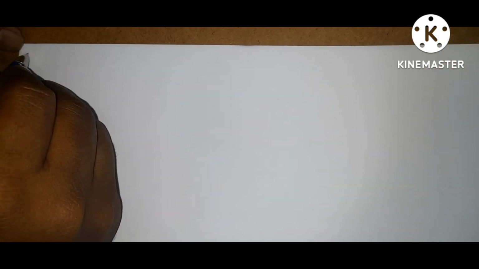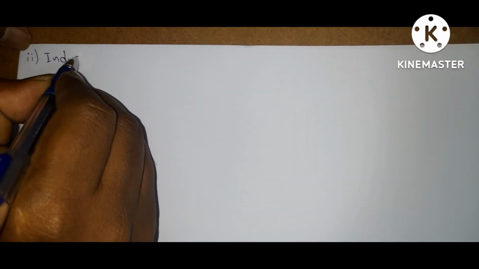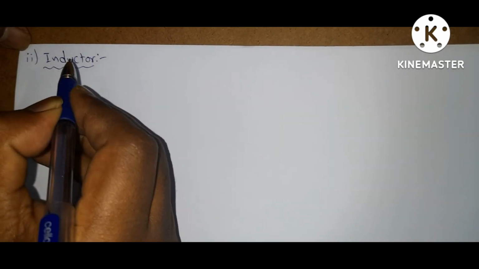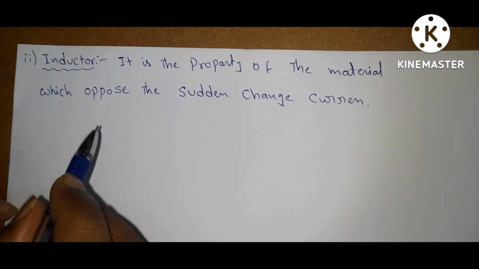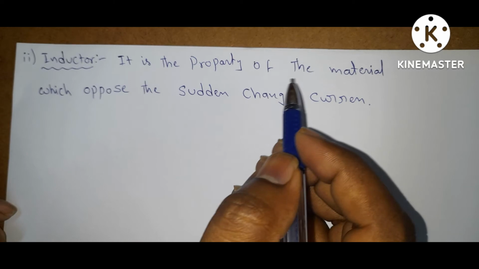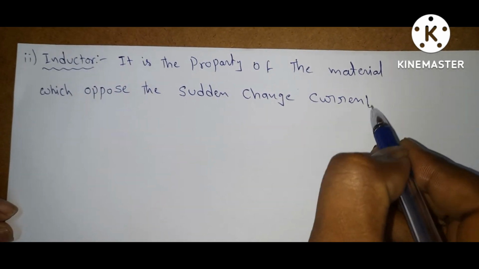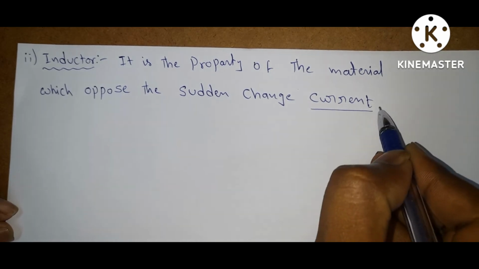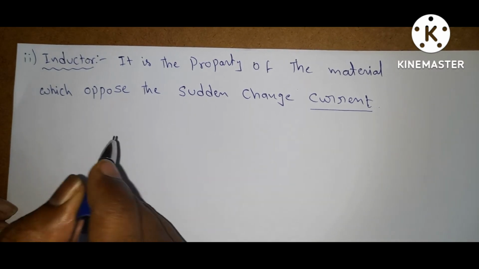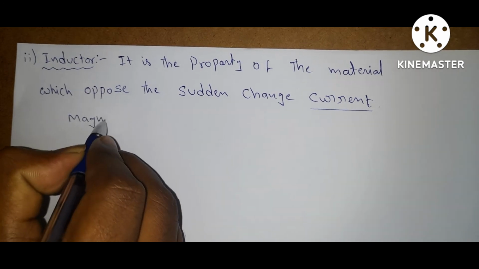Now, the second element is inductor. The definition of the inductor is that it is the property of the material which opposes sudden changes in the current, and it will store the energy in the form of magnetic field.